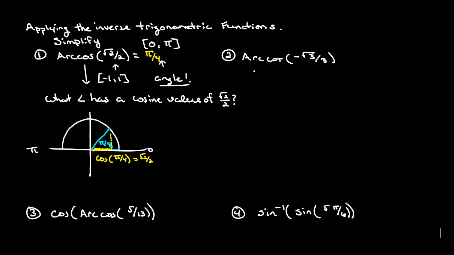For problem number 2, it asks us to find the inverse cotangent of negative square root of 3 over 3. Another way of saying that, what it's asking for is find an angle whose cotangent value is negative square root of 3 over 3.